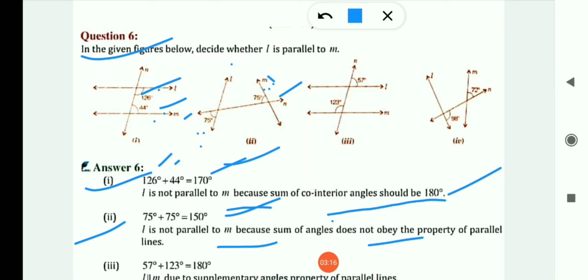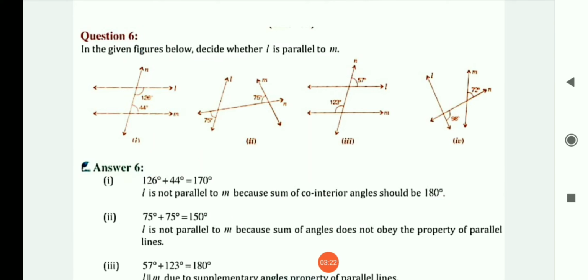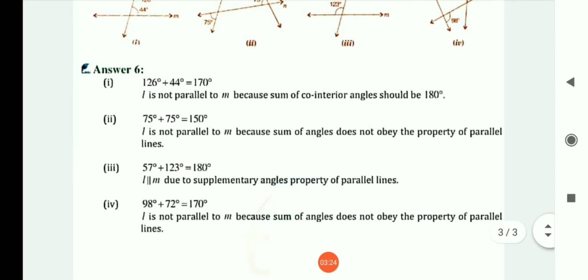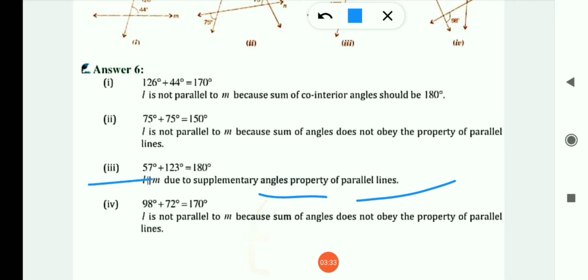Now the third one is 57 and 123. Now 57 and 123 we get 180. So by the property of supplementary angles, both L and M are parallel because the sum of the two is 180. Okay. Now the fourth: the sum of 98 plus 72 we get 170. So L is not parallel to M because the sum of the angles does not obey the property of parallel lines.